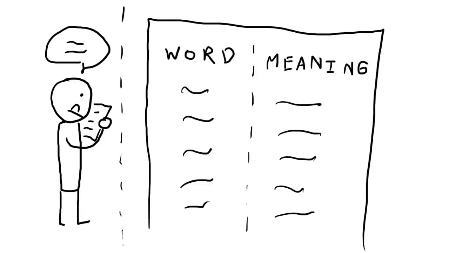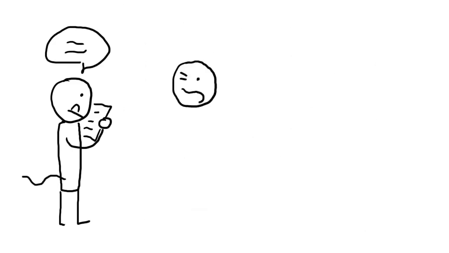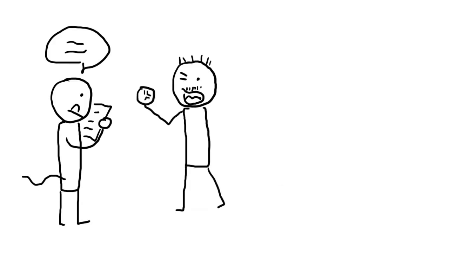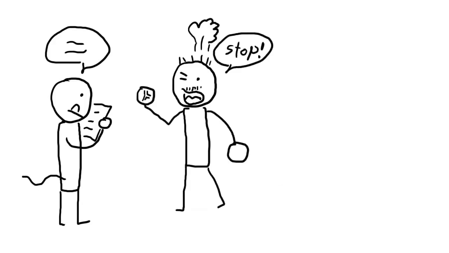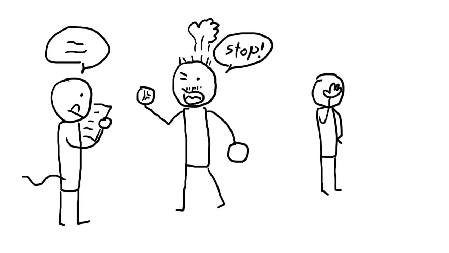Now this seems like a good idea. They're learning a lot of new words in a short period of time. There's only one problem with this. It's stupid. Just because we know the meaning of a word doesn't mean that we can use it. It's not enough. We also need to know how the word is used.